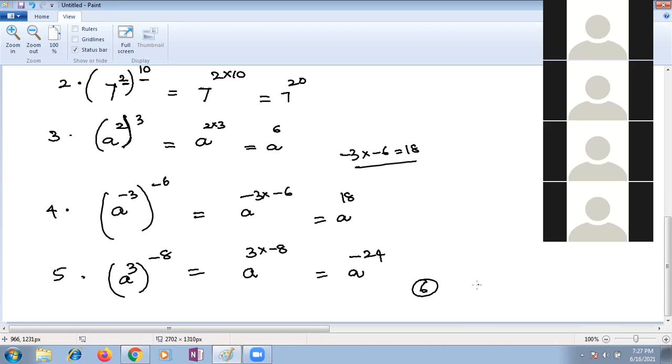Ishan, please respond. Yes, ma'am. Suppose A by B whole power 2. Just a minute. I'll give it a number so that you can understand better. If I'm giving directly, you may get a little confused. Suppose I'm taking minus 2 by 5 raised to 3, and one more, raised to power minus 9.